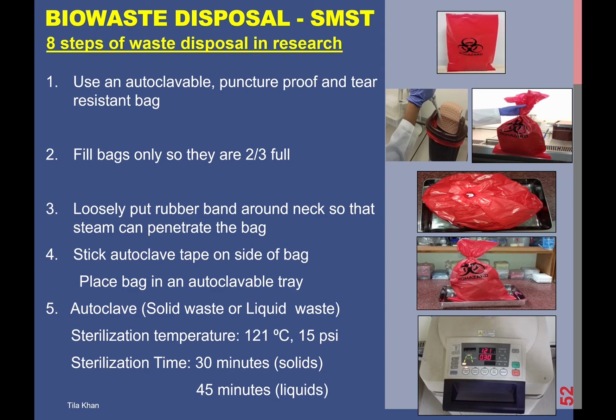Now we need to set the temperature and timings. The sterilization temperature and pressure will remain the same, 121 degrees centigrade and 15 pounds per square inch, but the timing may vary with the kind of waste. For solids you do sterilization for at least 30 minutes, and for liquids you do sterilization for 45 minutes.